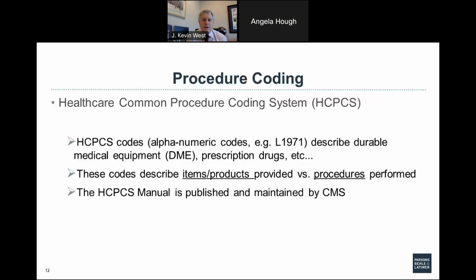And these codes typically are being used to describe durable medical equipment, prescription drugs, or other things. They're describing items or products that are provided by the healthcare provider, as opposed to procedures or services that are being described by the CPT manual. The HCPCS manual is published and maintained by CMS as opposed to the AMA.